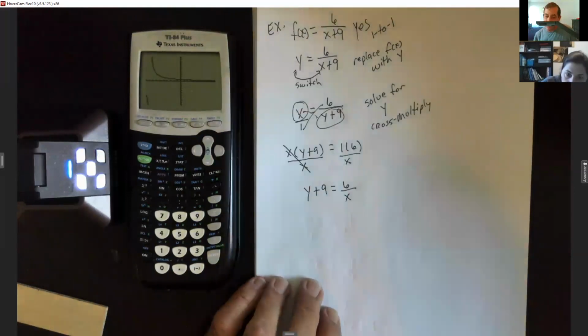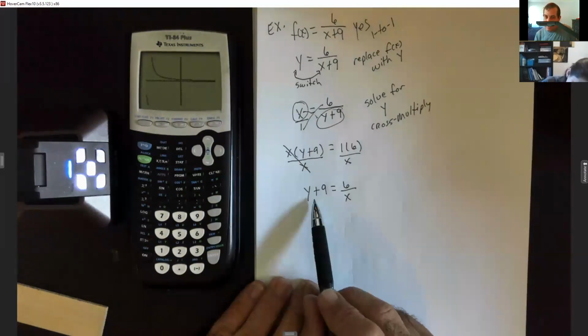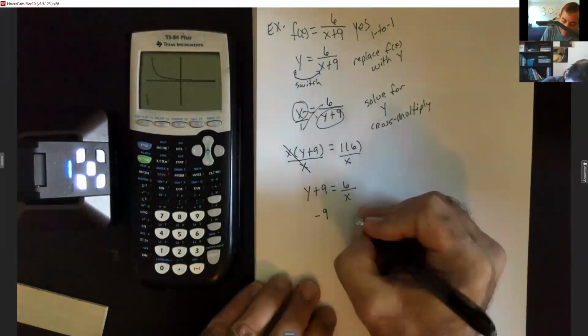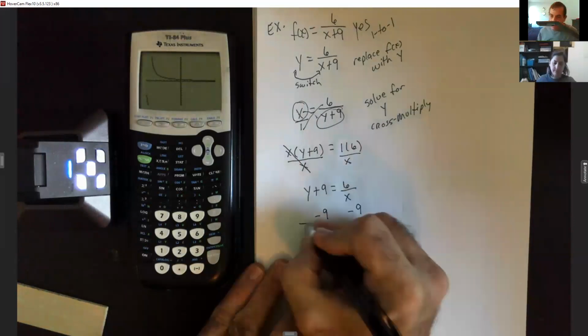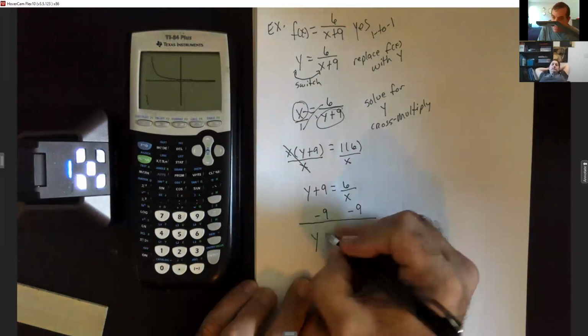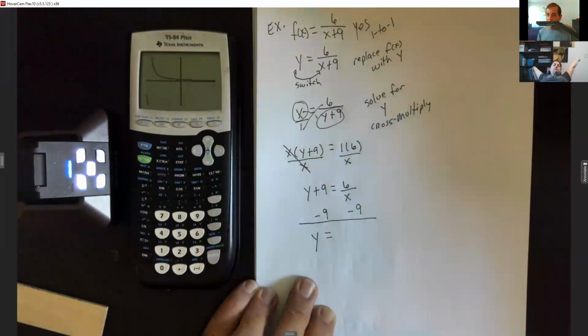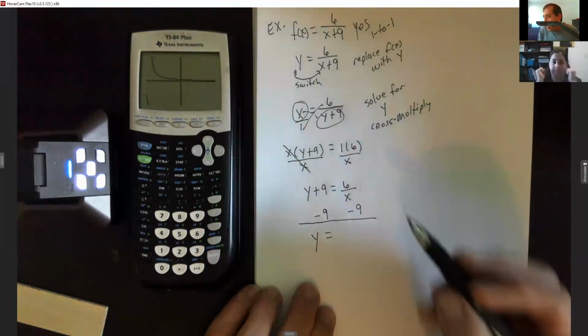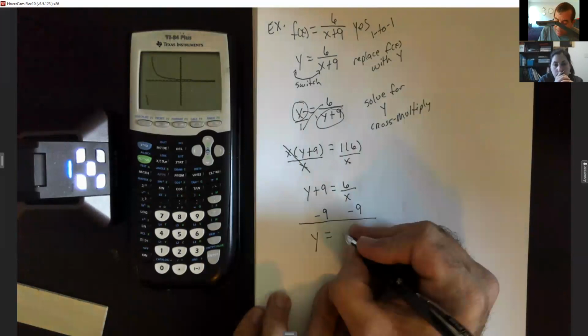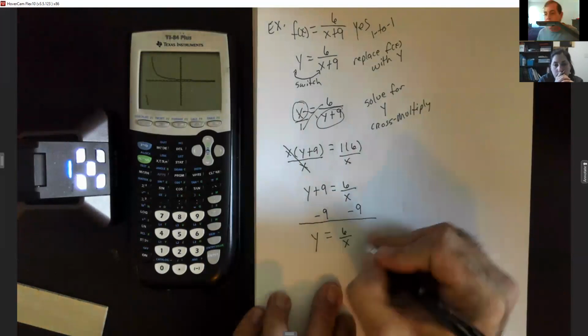So now, I got a y plus 9 sitting here. To get that y by itself, I need to subtract 9 from both sides. So I subtract 9 from both sides, bring down my y. These 9s cancel on that side. Over here, you cannot do anything with that. So that's just going to be a 6 over x minus your 9.